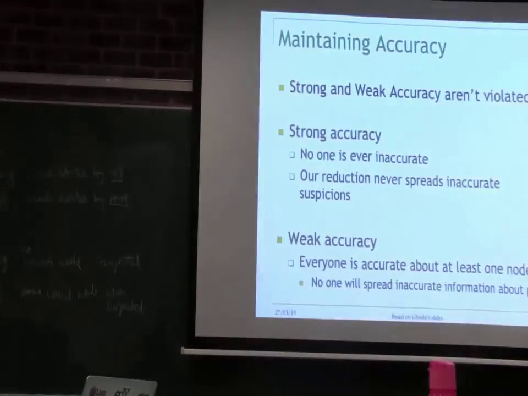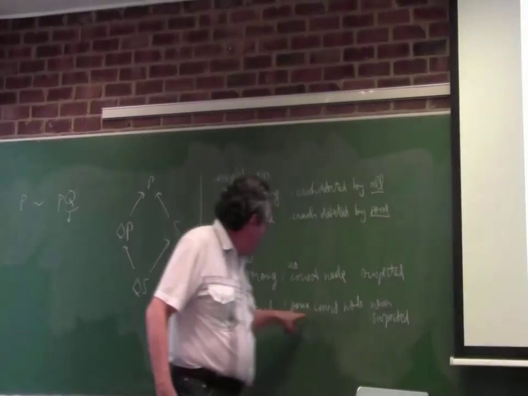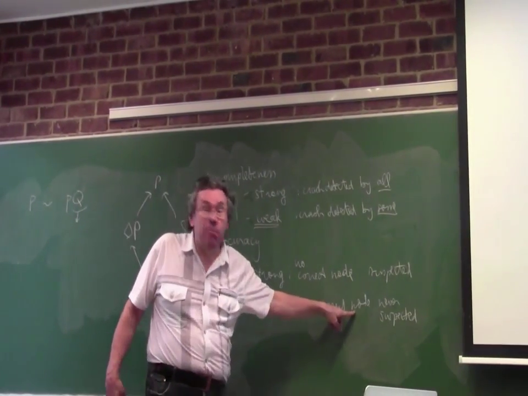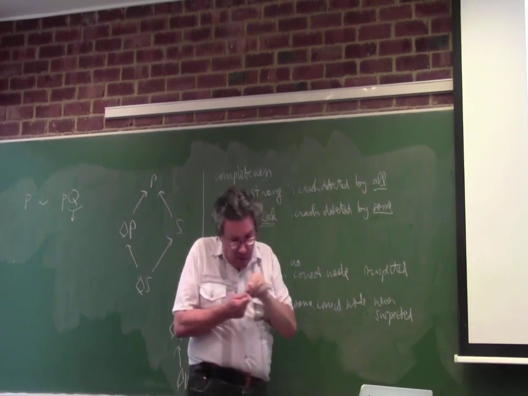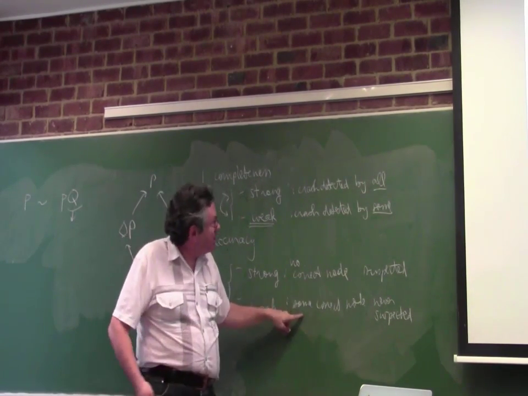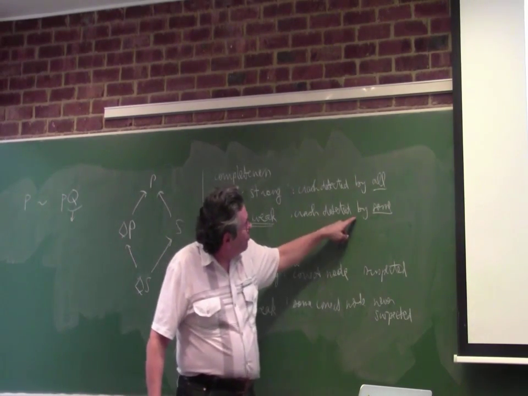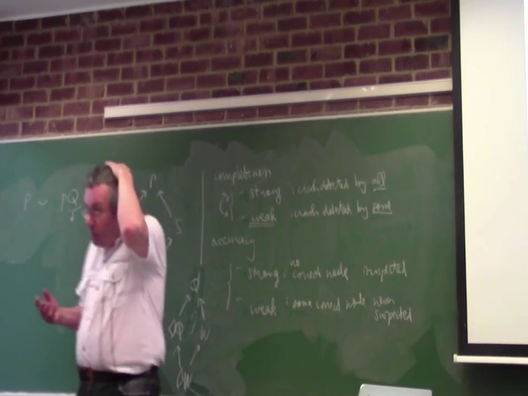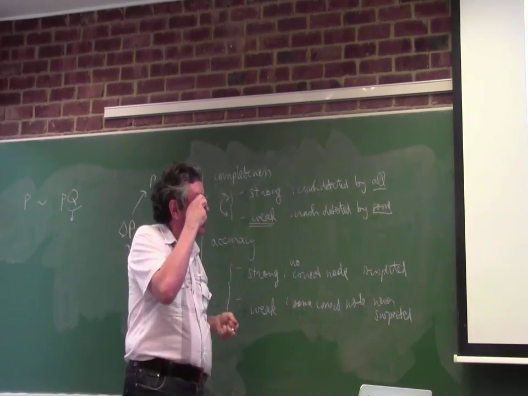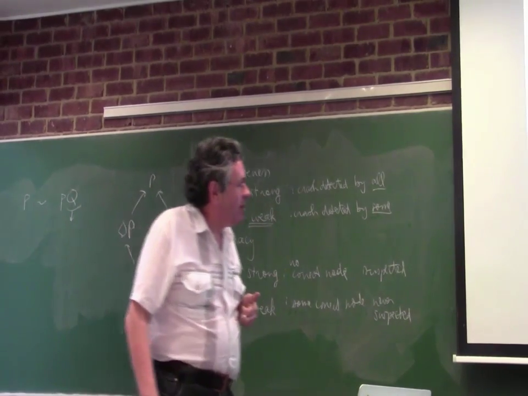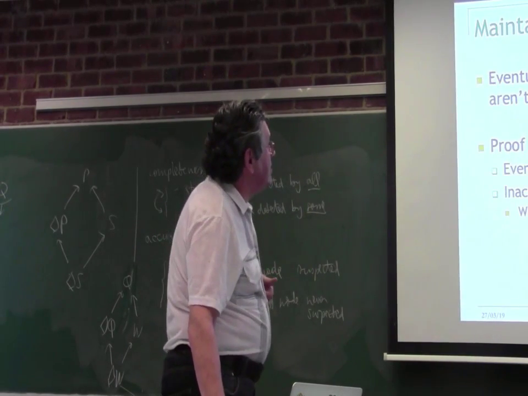What about weak accuracy? Well, weak accuracy means that there's some correct node never suspected by anybody. That means the node that's broadcasting that information will not suspect that node either. So nobody ever suspects that correct node, so the broadcast will not change that. Because nobody suspects it, that information is not going to change. So weak accuracy is not violated either.